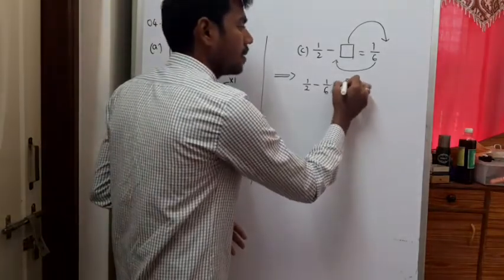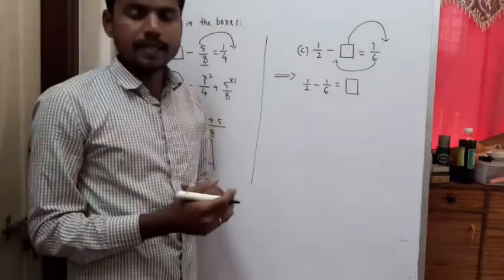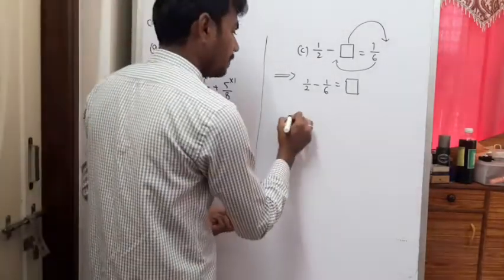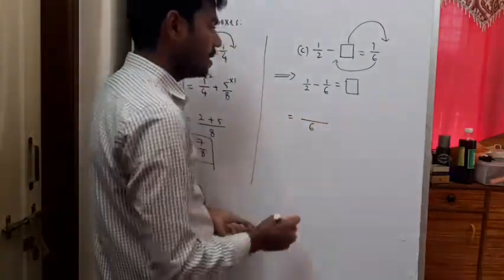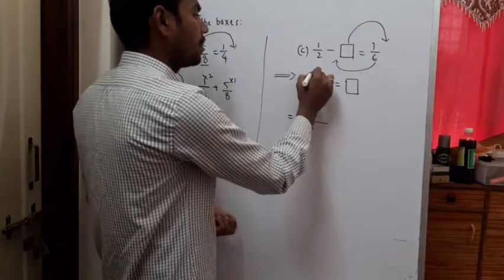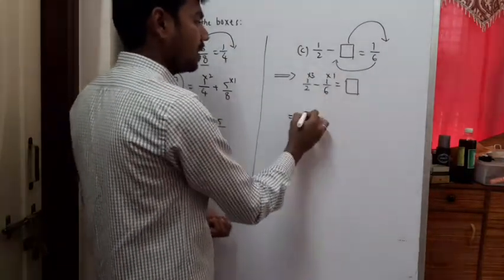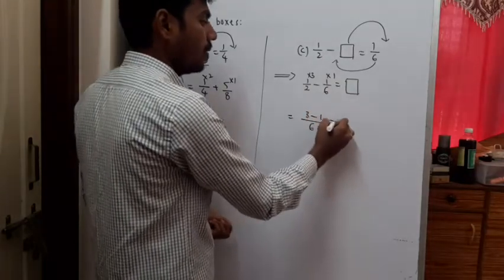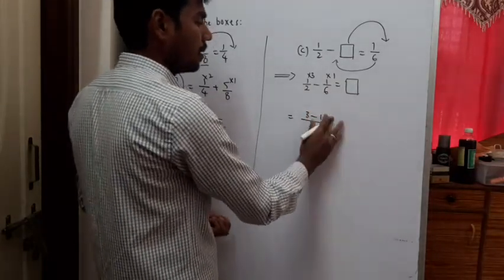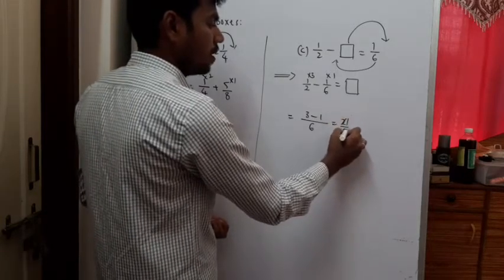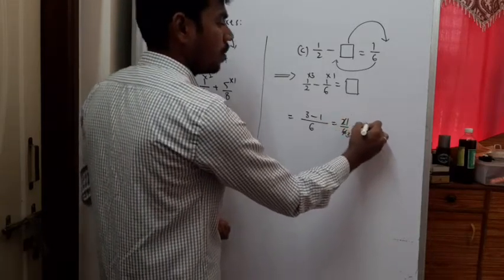Keep as it is. 2 and 6, 6 is a multiple of 2 or 2 is a factor of 6, then 6 is the LCM. Keep 6 as it is. 2 3s are 6, 6 1s are 6. So 1 3s are 3, minus 1 1s are 1, which is equal to 3 minus 1 is nothing but 2 by 6, which is equal to box.